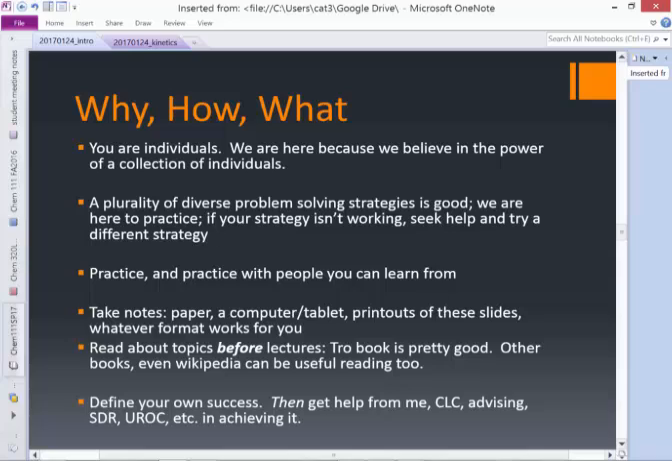We're here to practice, so if your strategy isn't working, try it again, but don't work 12 hours on a homework assignment. Work a couple hours on it, and then get some help on the ones you don't understand yet. Trying new strategies is good.